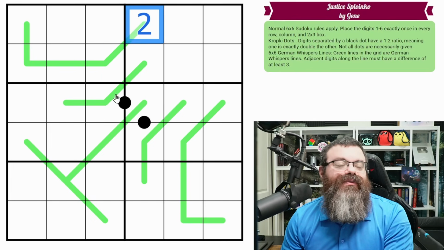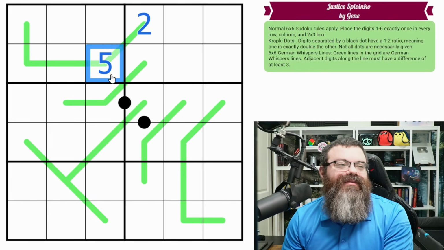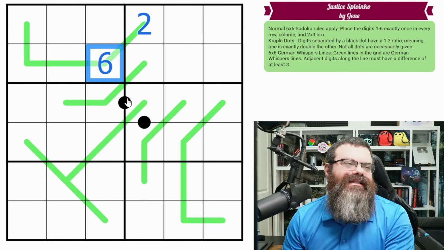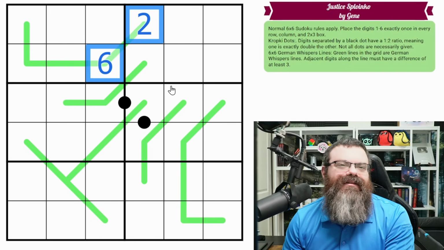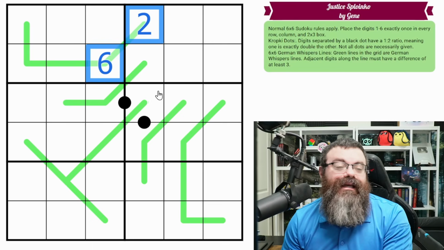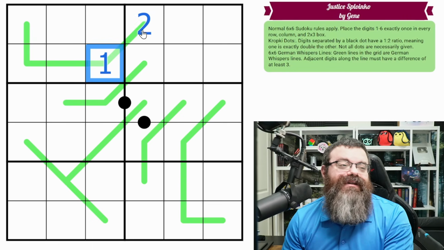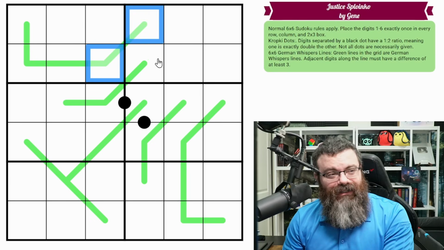So if this was 2, this could be a 5 because that's a difference of 3, or a 6 because that's a difference of 4. But that's it. All the other ones would have a difference of less than 3. And you just calculate the difference as the highest minus the lowest. So this would be a difference of 3 as well.